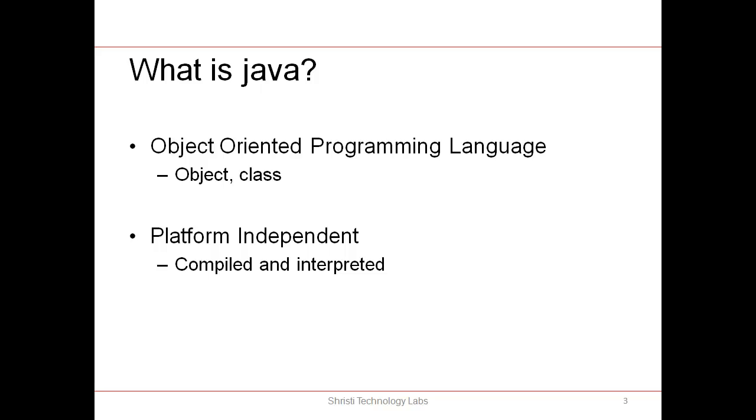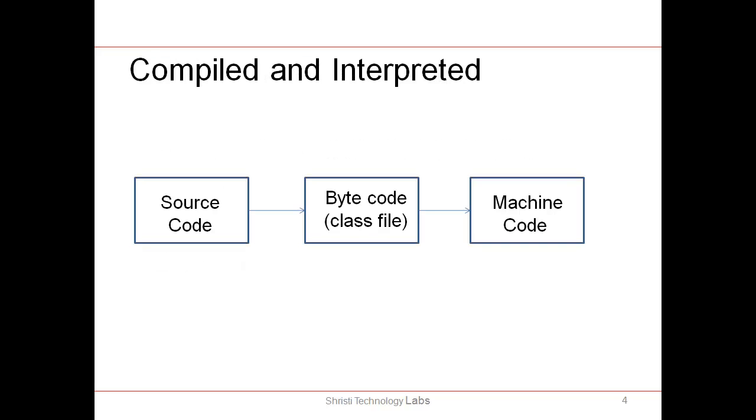Java is platform independent. How? The Java program is both compiled and interpreted. Let us see this in detail, how it is platform independent. The Java program, what you are going to write, is both compiled and interpreted. You write a source code and you save the file as a .java file. You compile it. The compiler what you are going to use is called as Java-C.